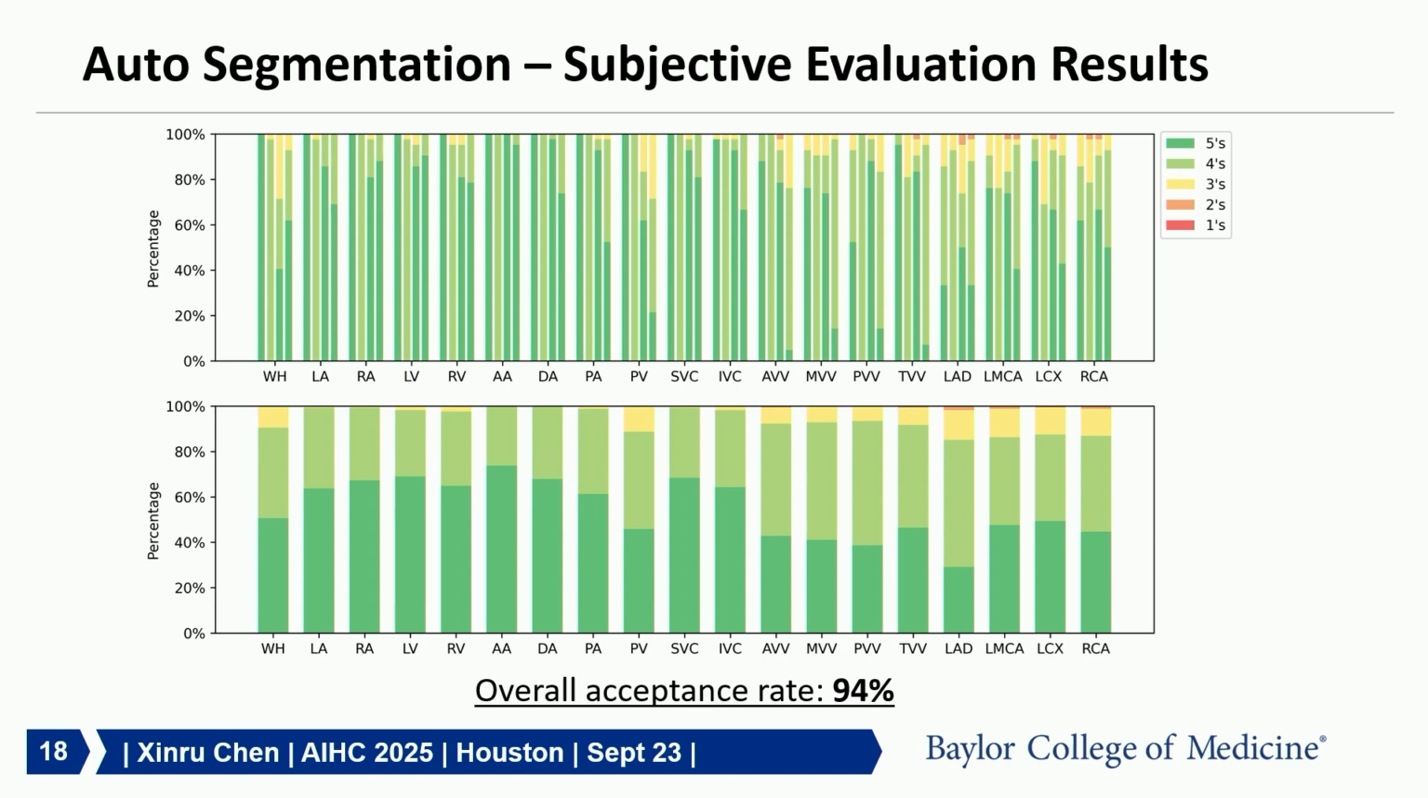And the figure here summarizes the subjective evaluation results. In the upper panel, each thin bar represents a physician, and we observe minor inter-observer variability there.